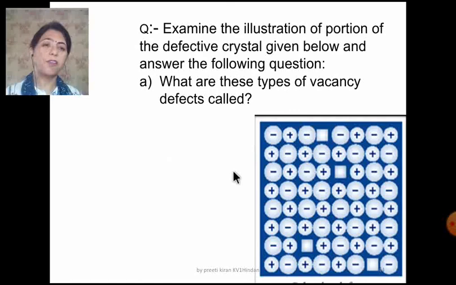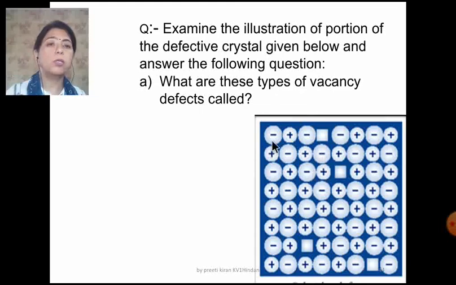Now this is a figurative question and it is also asked in the exams. They give you a picture and by observing the picture, you have to answer. So first of all, just see this picture and let's see what the question is. Examine the illustration of the portion of the defective crystal given below and answer the following questions. What are these types of vacancy defects called? Now you can see that minus and plus are given, so it is an ionic solid.